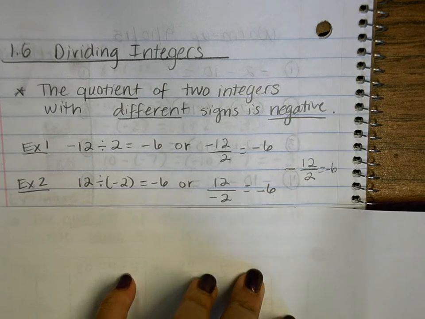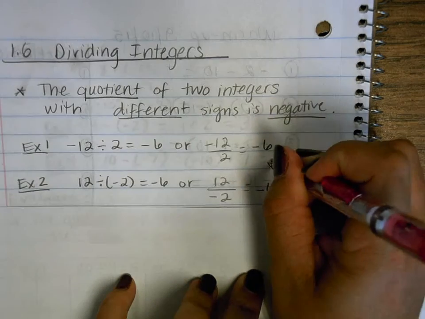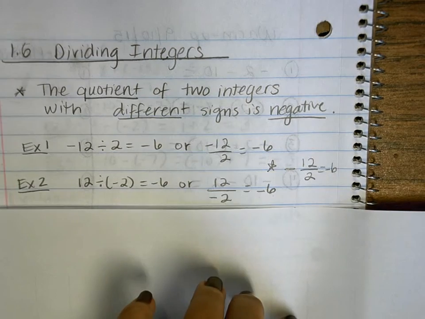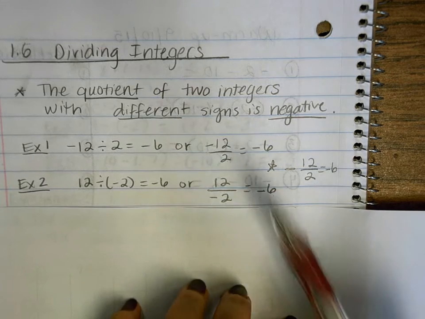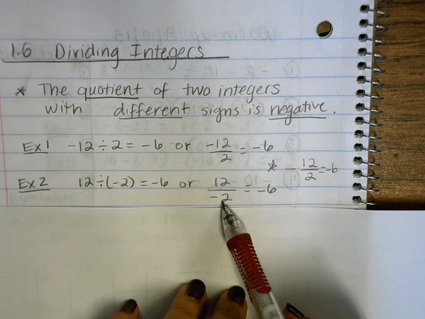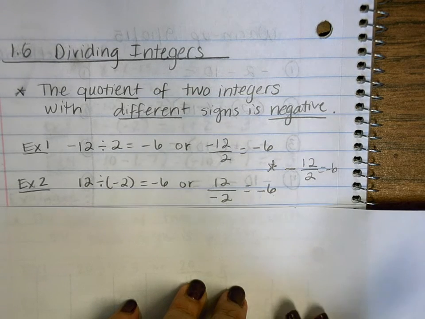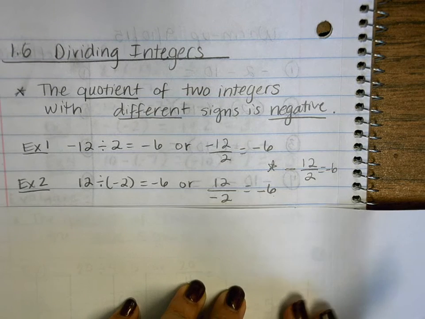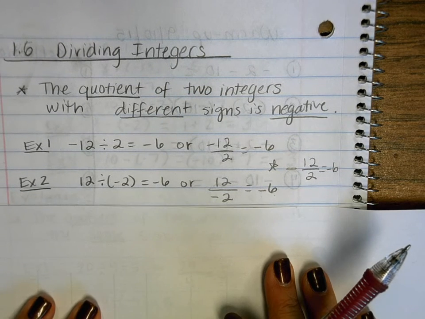So 3 different ways to write your negative in your fraction, and it's still the same thing. That is definitely a test question. So maybe put a star there, just to remind you. Doesn't matter if it's on the top or the bottom or in the middle. It's still the negative 6. Okay.